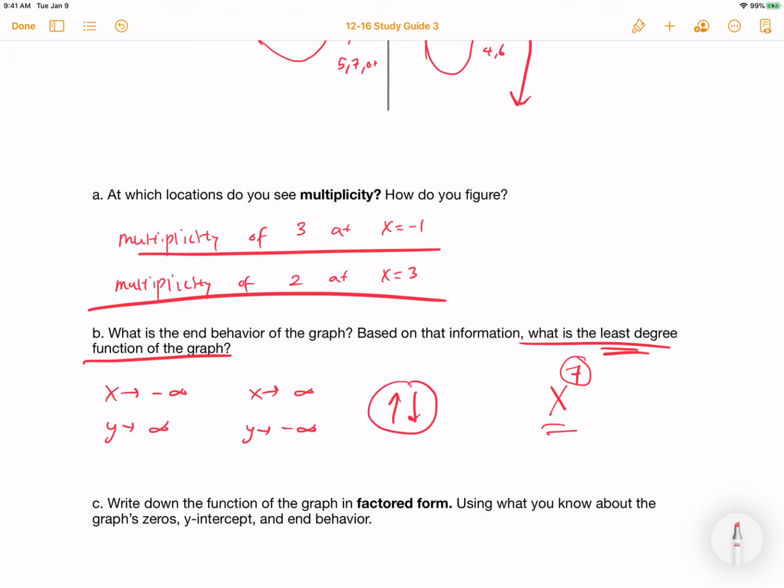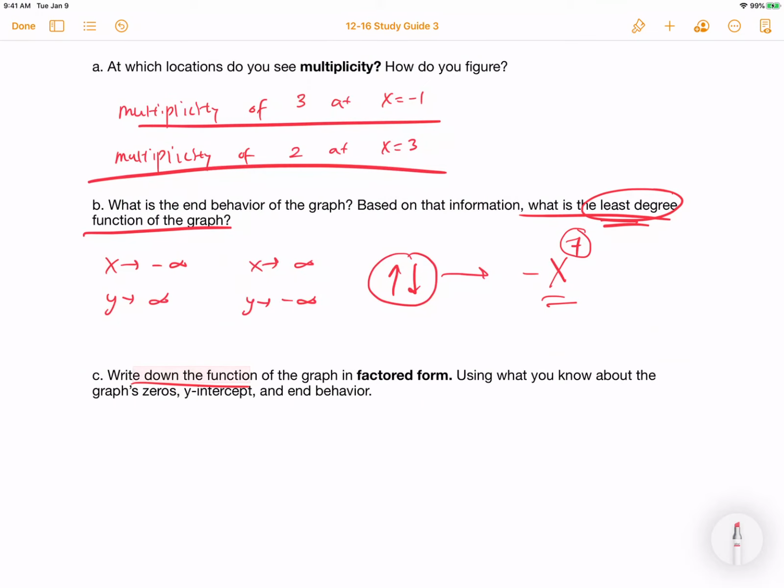Now the last part is to incorporate this end behavior to the graph, which means that if it's going up and down, you just need to put a negative sign in front. In other words, that is going to be your leading term. The least degree function of the graph will be the 7th, but your sign has to be negative because of the end behavior.